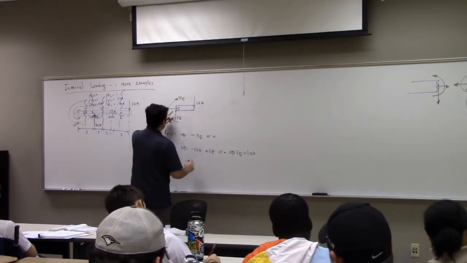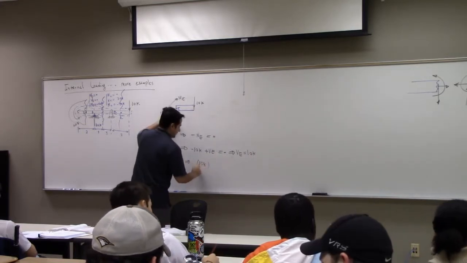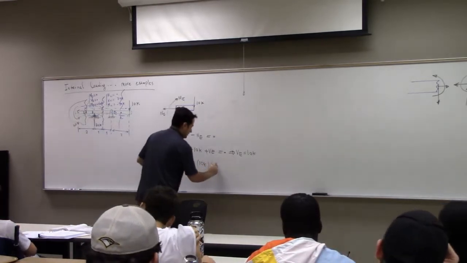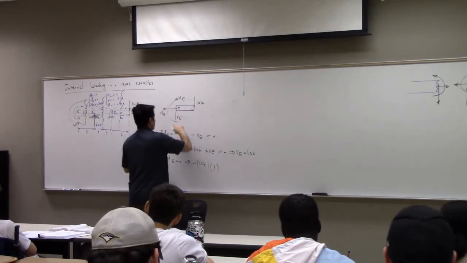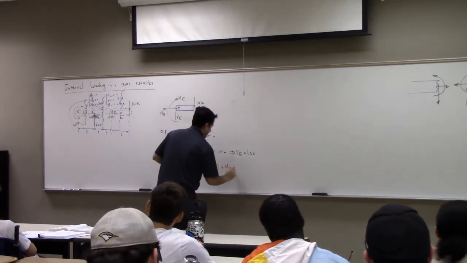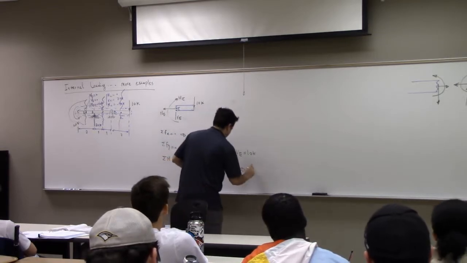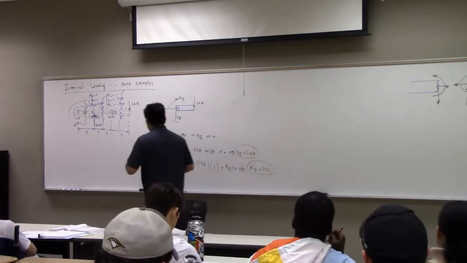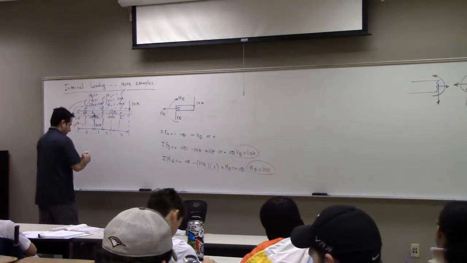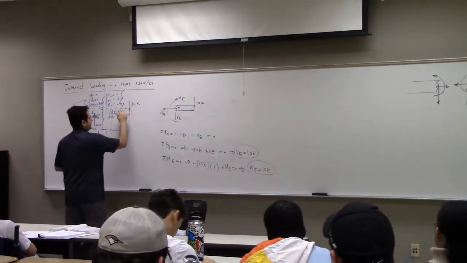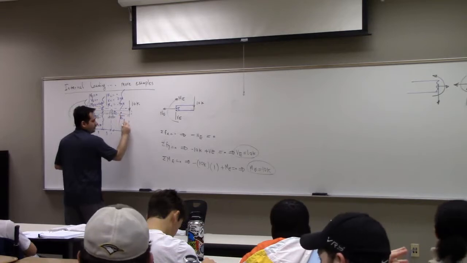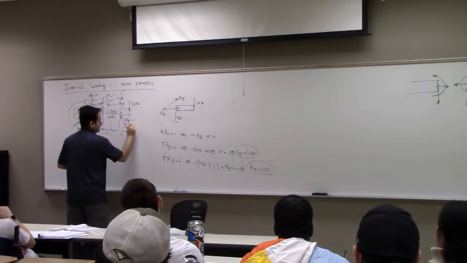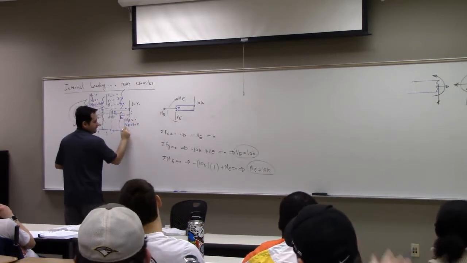And finally, moment at point E, 0. Then you get 10K times this distance, which is 1, negative 0, 0 plus ME, 0. So ME becomes positive 10K. So let's write it here. Here at point E, you then have 3 components: NE, 0, VE, 10K, and ME.